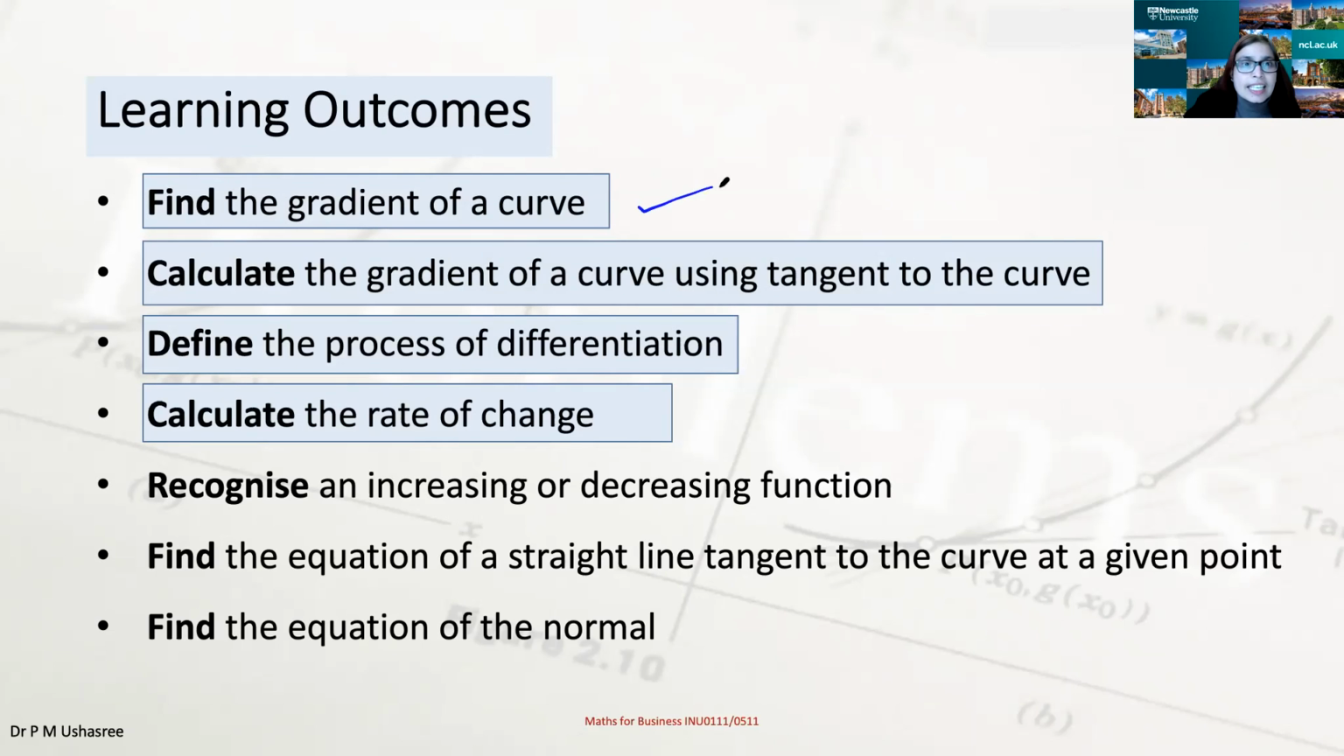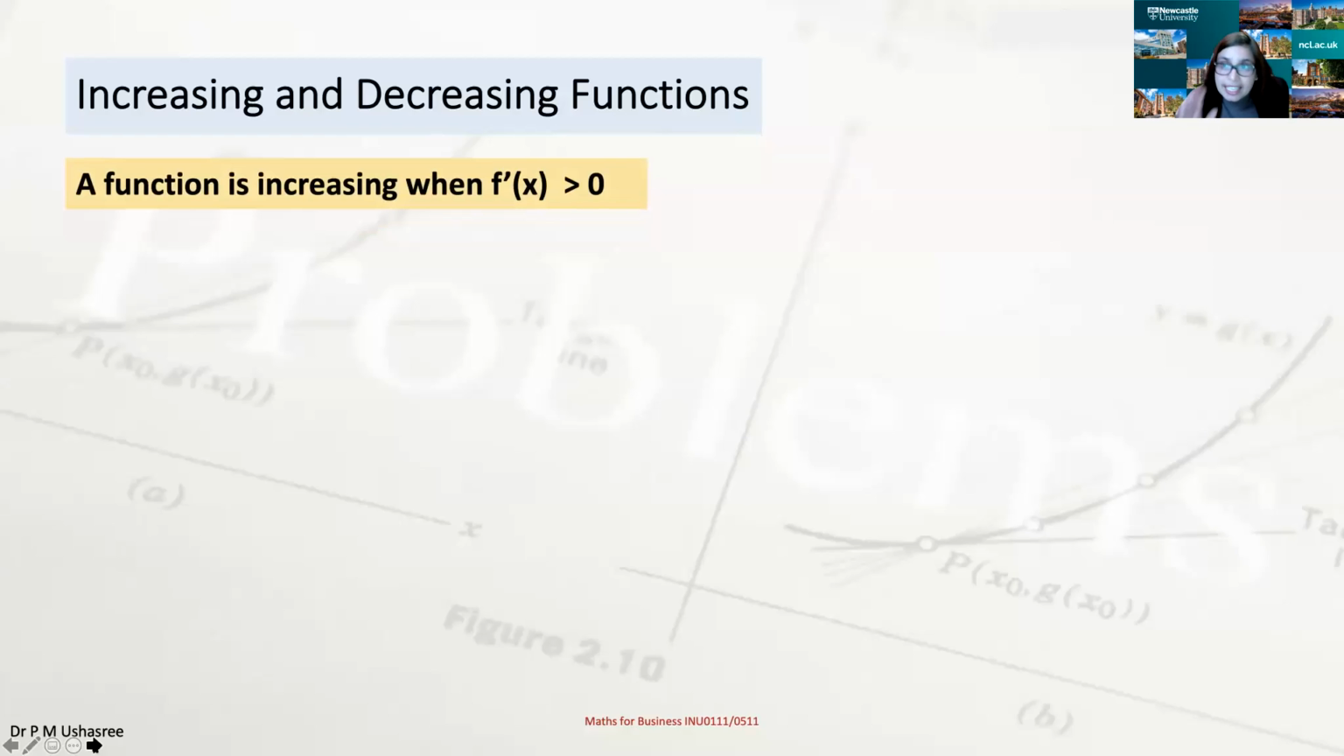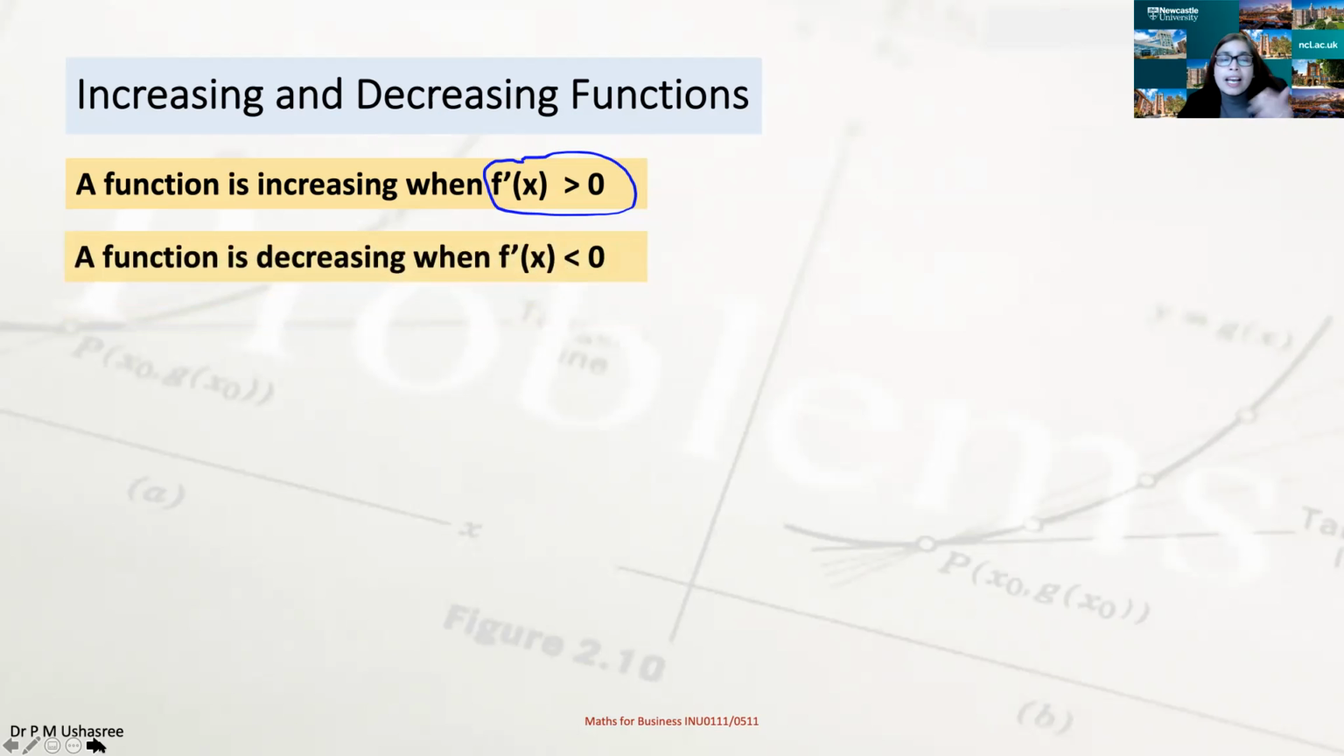That's it, yeah? Okay, so we have seen all this. Now we've seen how to calculate the gradient, what differentiation is, and how to calculate rate of change. It's nothing but dy by dx. Now you have to recognize an increasing or decreasing function. How are you going to do that? Okay, let's take a simple example. A function is increasing when the first derivative dy by dx is greater than 0 at any point, and a function is decreasing when f prime x is less than 0.